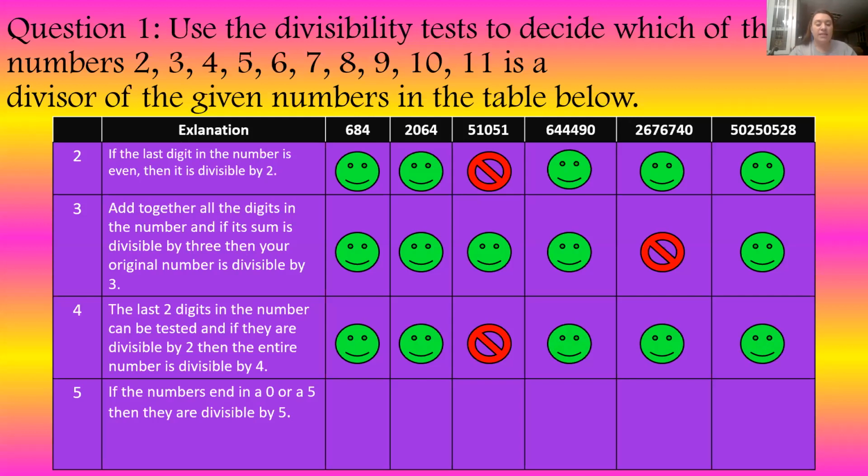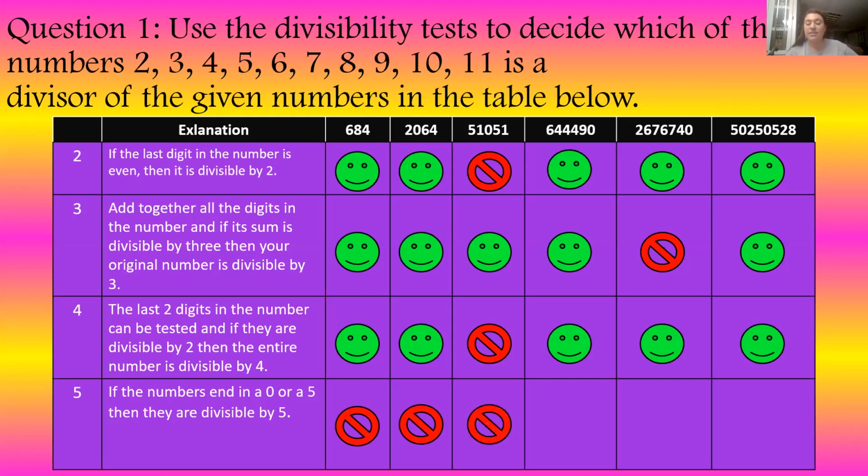So now on to 5. If the numbers end in a 0 or a 5, then they are divisible by 5. Okay, so 684 ends in a 4. It is not divisible by 5. 2064 ends in a 4. It is not divisible by 5. 51,051 ends in a 1, so it is not divisible.